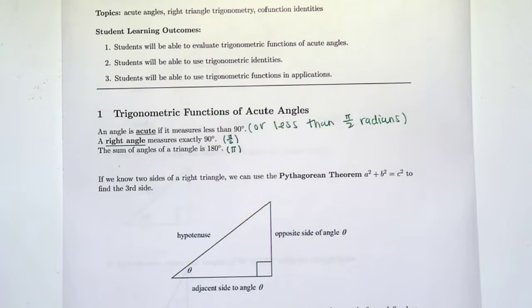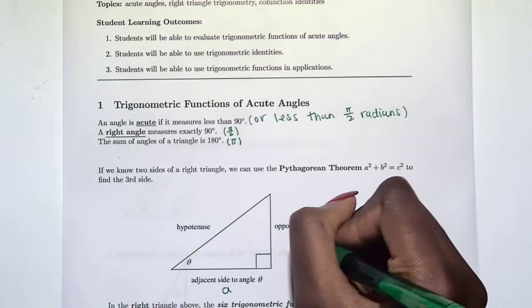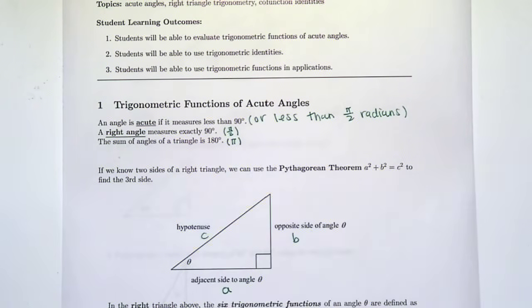Okay, so if we know two sides of a right triangle, we can use the Pythagorean theorem to find the third side, so we're familiar with doing this. For example, let's say this is side a, side b, and side c. The Pythagorean theorem says that a squared plus b squared equals c squared.